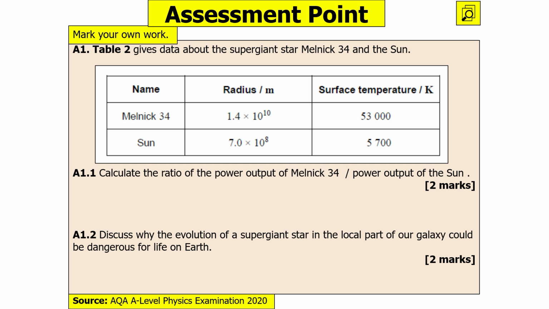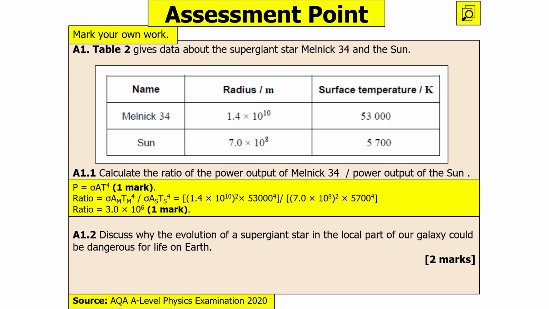Right, so in this first one, we need to work out the power output of each one. We're given the temperature, we're given the radius, we've got to use Stefan's law. Now remember, we can work out the area by doing 4 pi r squared for each one. So you can work out each one, ratio the two, and you get 3 times 10 to the 6.